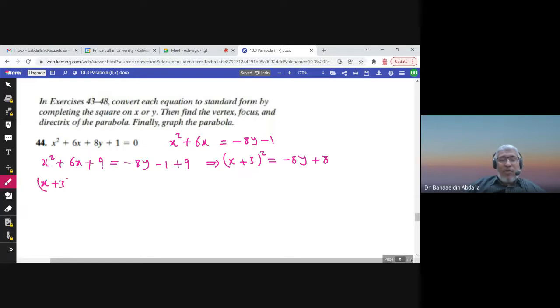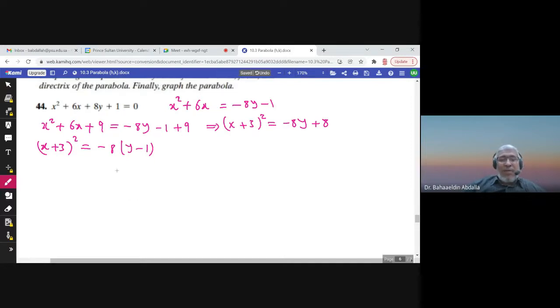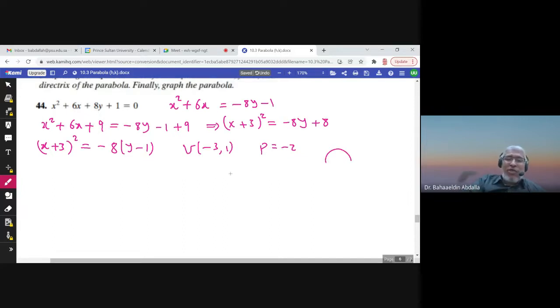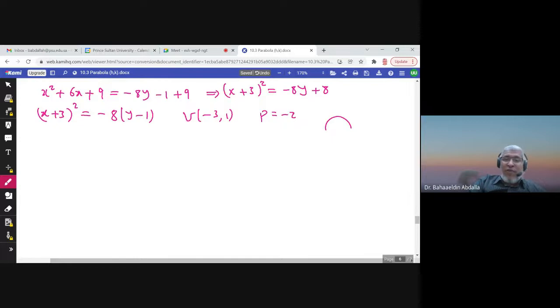And now what to do? Take -8, the coefficient of y, as a common factor. 8 over negative 8 is negative 1. So that's the parabola, and I leave it for you to continue. The vertex is (-3, 1), and 4p is negative 8. So p is negative 2. It is x squared, so the graph opens downwards. Please continue the graph and find the vertex, the focus, and the directrix.